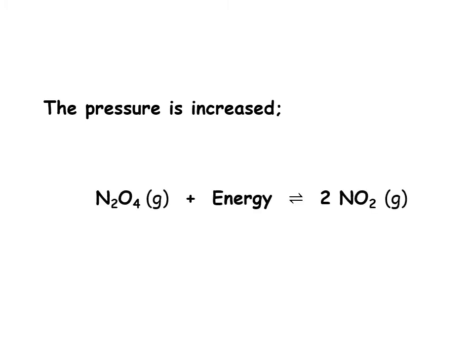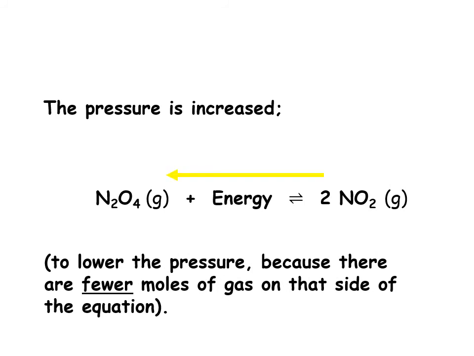All right, pressure increasing on this particular system. We've got 1 particle on the reactant side, 2 particles on the product side. So if we increase the pressure, it's going to have to shift to the left, to the side that has fewer gas molecules.